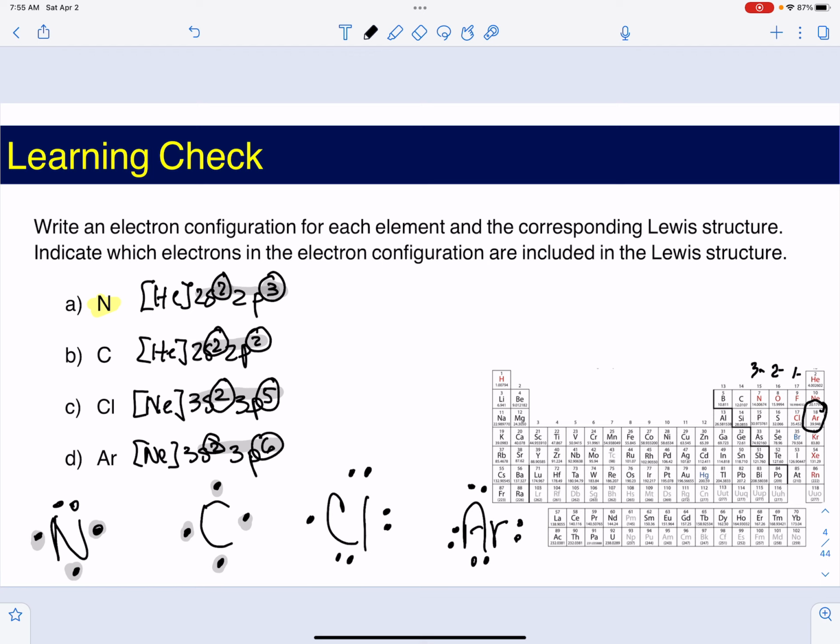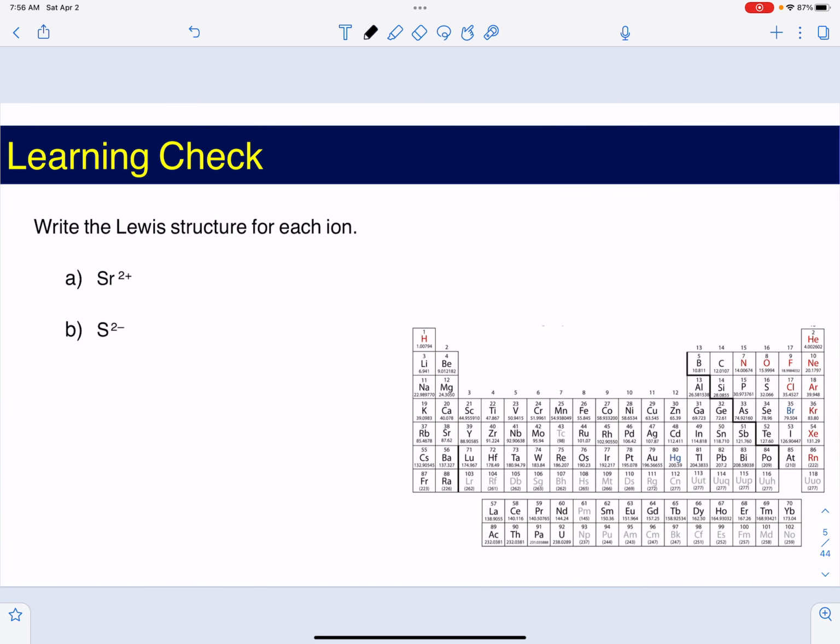So this is a very powerful model that allows you to work with all that in a very simplified way, just by looking at those dots. Let's see what else we can do with the Lewis structures. So what if you have ions like strontium 2 plus and sulfide 2 negative? So what are you going to do?